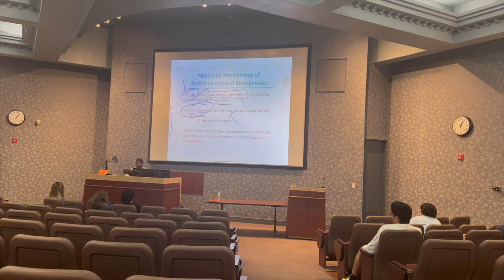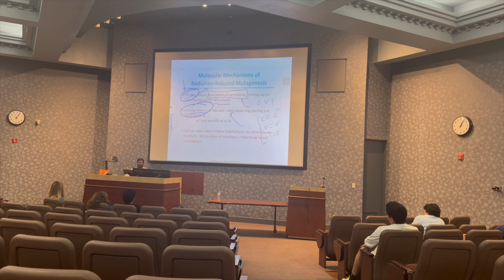And what are the pyrimidines? Which is C, U, and T. So dimerization means C can form bonds with C, and U can form bonds with U, and T can form bonds with T. So imagine what you are protecting yourself from: dimerization of your pyrimidines.